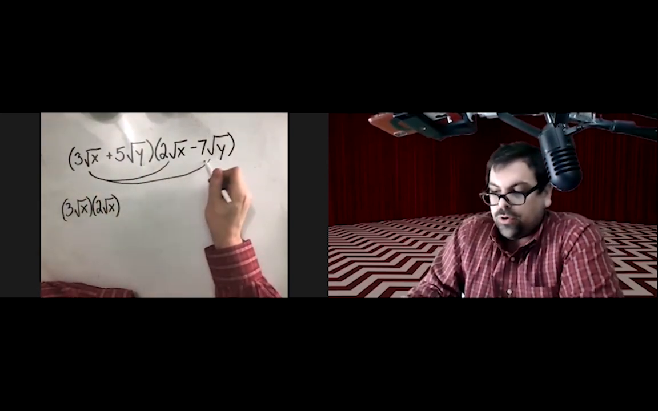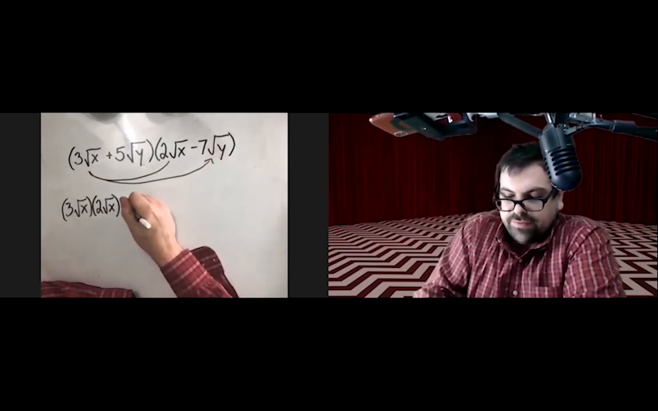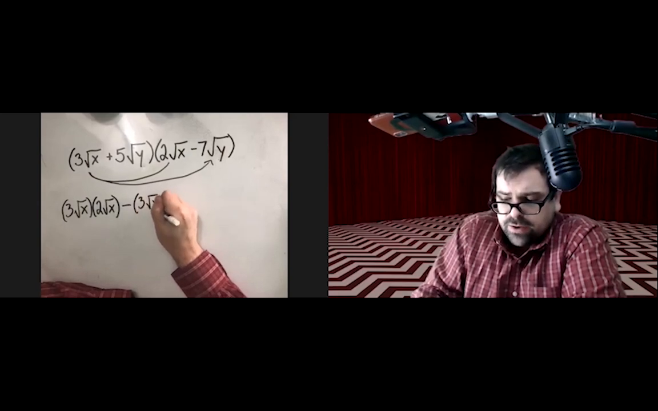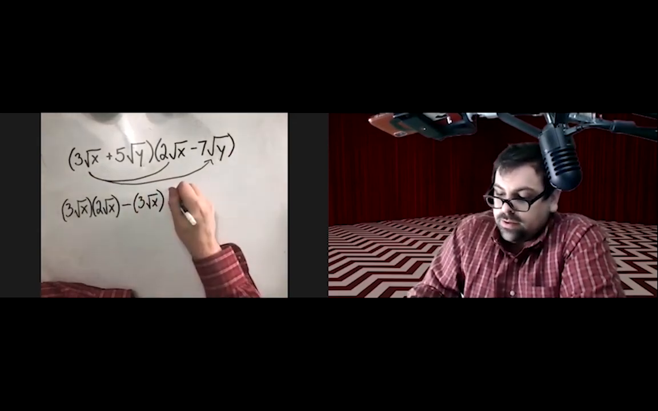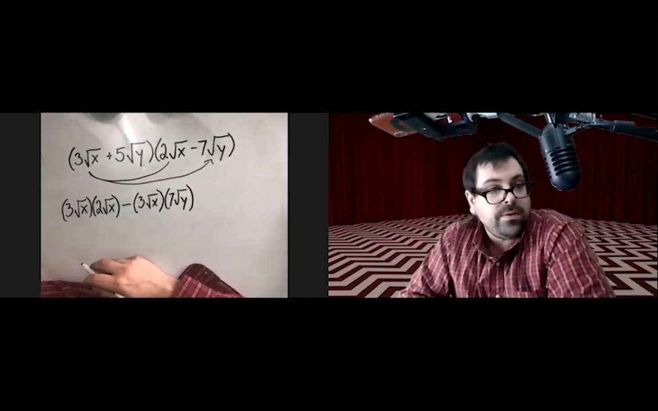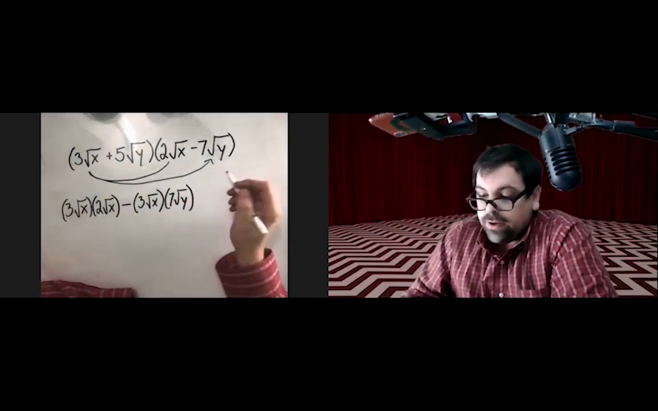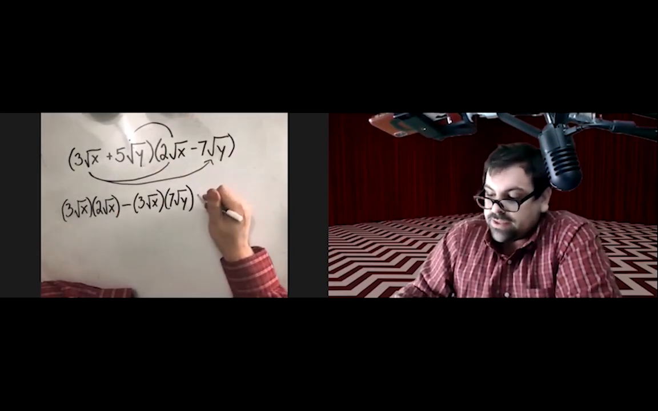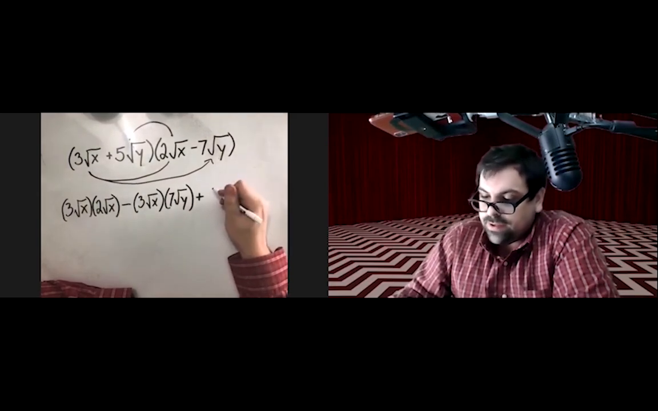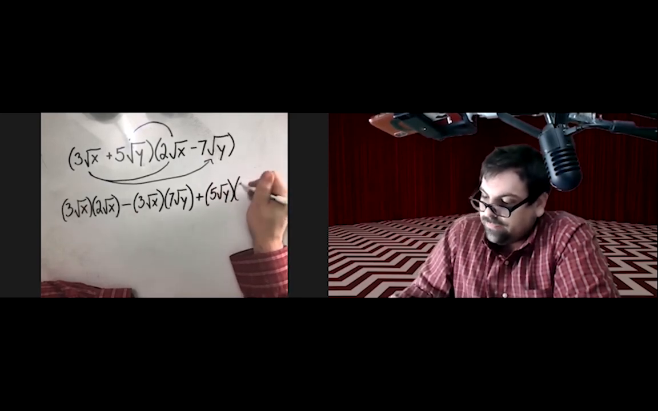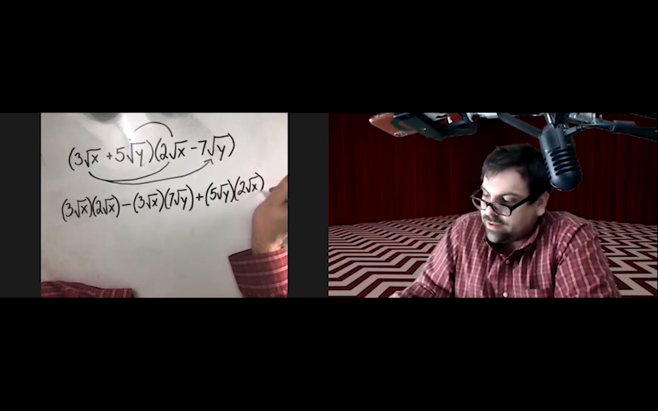Outer, positive times negative is negative, so minus 3 radical x times 7 radical y. Inner, positive times positive is positive, so plus 5 radical y times 2 radical x.